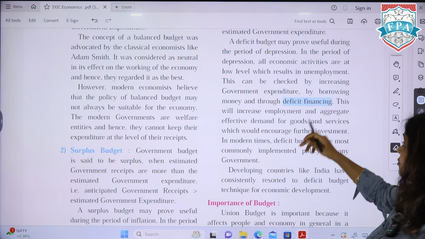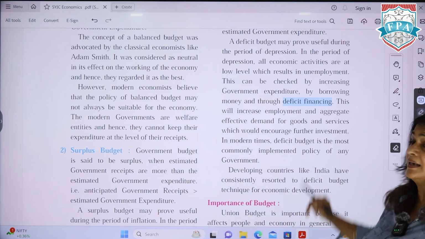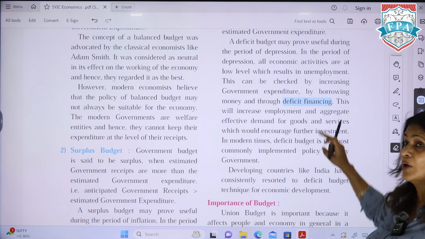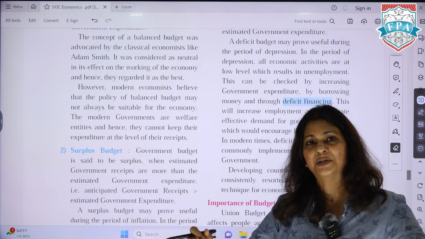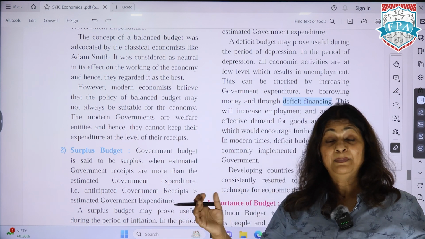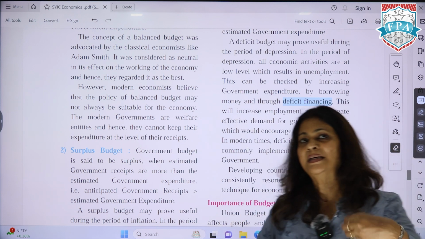Government is going to borrow money, right? What is it doing? It is increasing the demand, right? This will increase employment. Wo kharcha karegi, chijo ko spend, paisa spend karegi. To what is going to happen? It is going to create jobs. Aur unemployment wali situation ko check karegi, ab aadmi ke paas job aa jayega, to automatically wo kharcha karega.